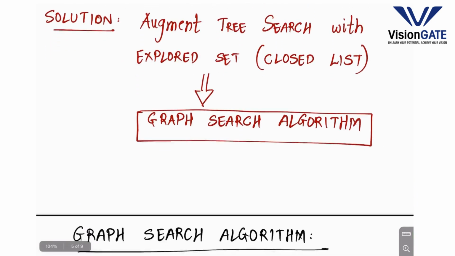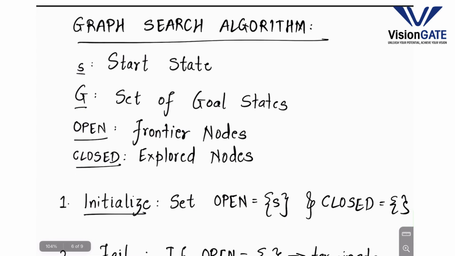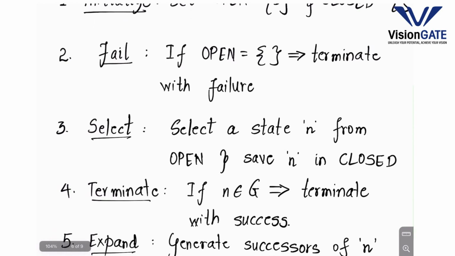So let's take a look at the graph search algorithm now. This algorithm is very similar to the tree search algorithm with two key improvements. One, when a node is selected from the open list, we will add it to the closed list. Here, in the select state, when we select a state n from the open list, we are also going to save it in the closed list.